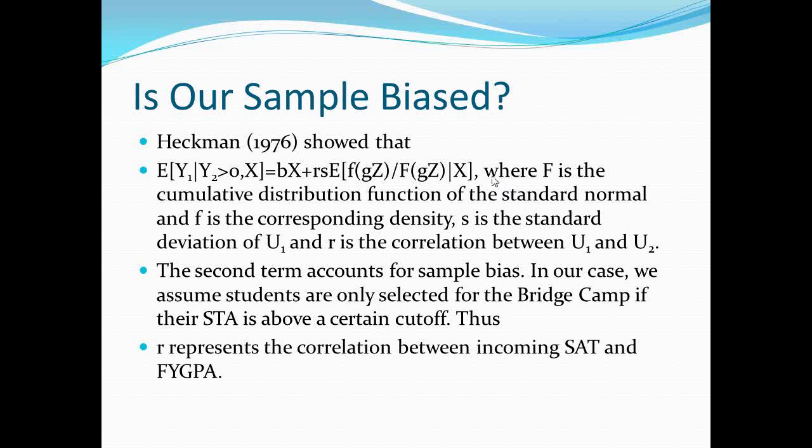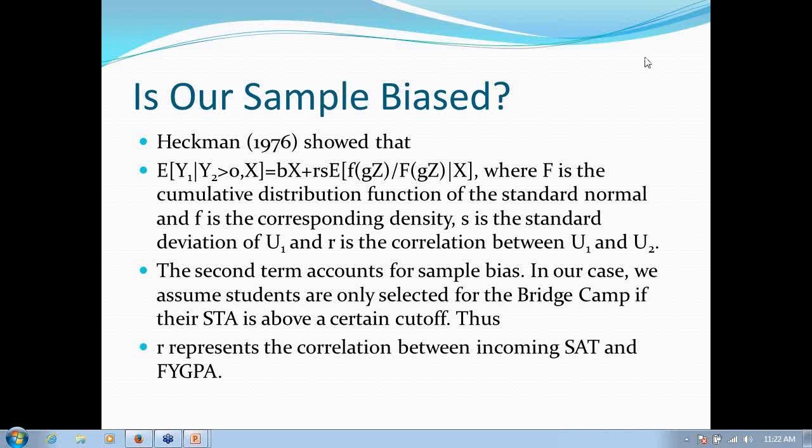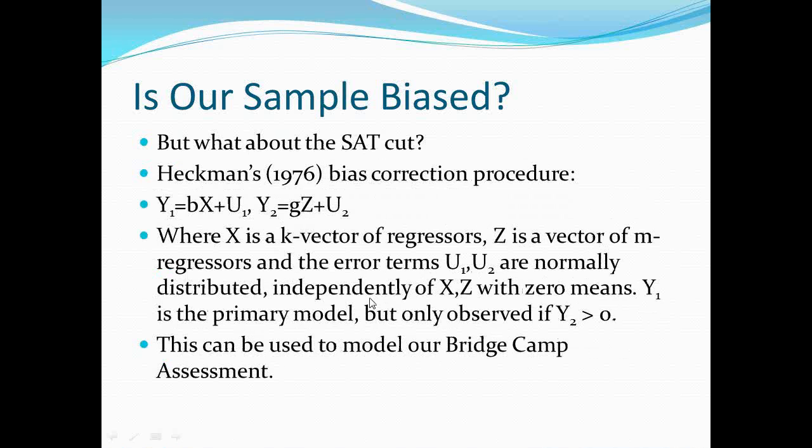So we actually wanted to do something more rigorous than this to really hone in on whether our sample was biased or not. And so I used this procedure, which was pointed out to me by a number of colleagues, by Heckman, a very well-known economist, who published this in 1976. Can you go back to the previous slide, please? Okay. So Heckman's 1976 bias correction procedure, he actually got the Nobel Prize for this and a series of other papers he wrote in the late 70s.